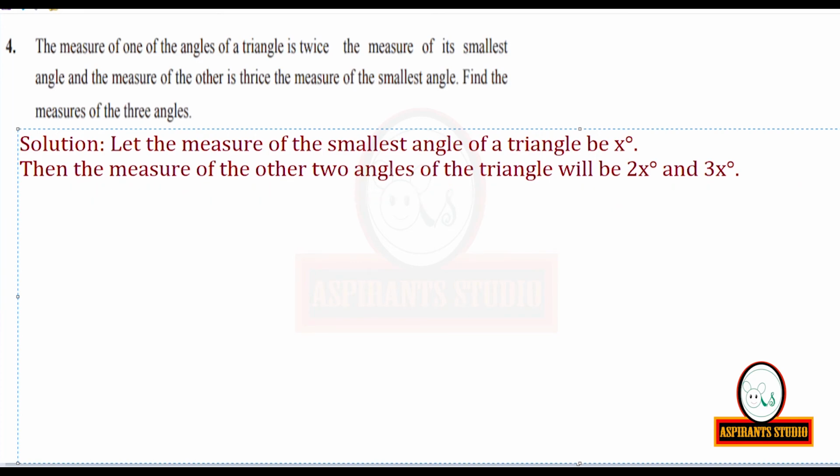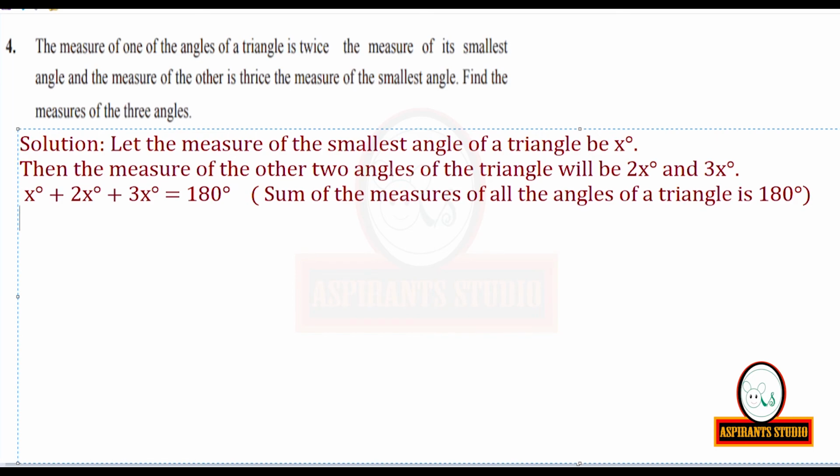Now, remove all the degrees on either side of the equal to sign. You will get x plus 2x plus 3x is equal to 180. So, 6x will be 180. If you are not removing the degree now, then later on you can remove it. If you are writing 6x degrees is equal to 180 degrees, in the next step you remove the degrees on either side and write 6x is equal to 180.